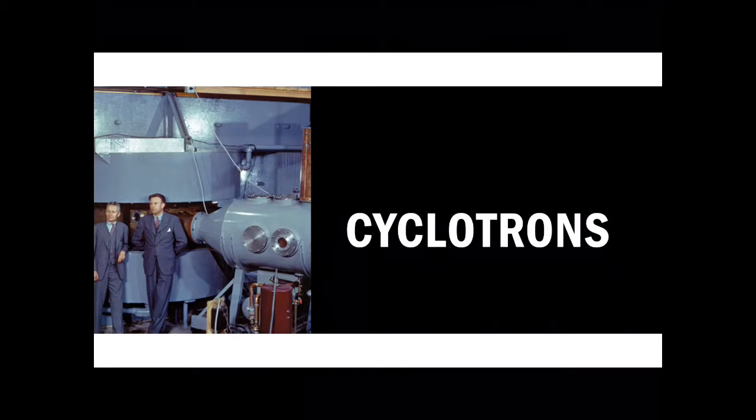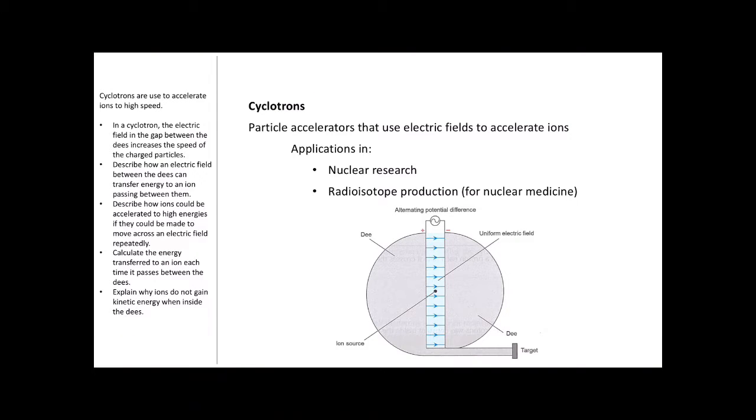Cyclotrons are particle accelerators. So cyclotrons are used to accelerate ions to high speed. In stage 2 physics, you'll be expected to know that in a cyclotron, the electric field in the gap between the Ds increases the speed of the charged particles.